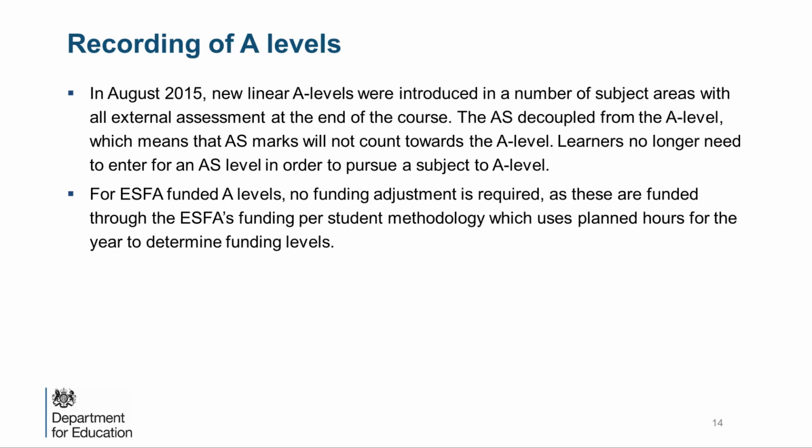Where a learner changes the AS or A-level learning aim that they are working towards or withdraws from the learning aim, this should be recorded in the usual way on the school census. No funding adjustments are required as the ESFA uses planned hours for the year to determine funding levels.